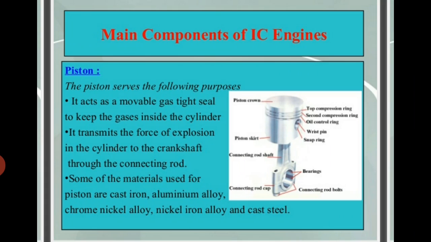Now our next main component is the piston. It is the main part of the engine. The piston sucks and compresses the charge in the cylinder, receives power from the expanding gas in the cylinder after the combustion, and forces the burnt gases out of the cylinder during the exhaust stroke. The material used for manufacturing the piston is basically cast iron, aluminium and its alloys, or maybe cast steel.